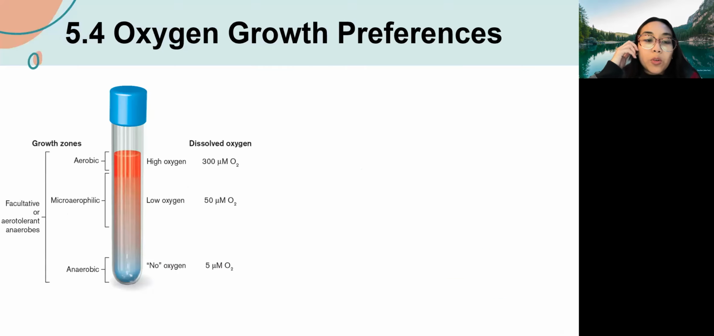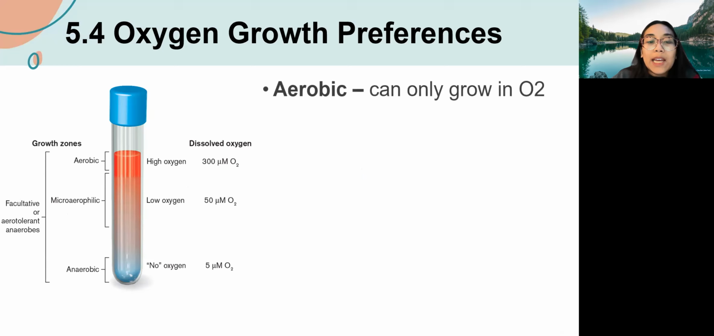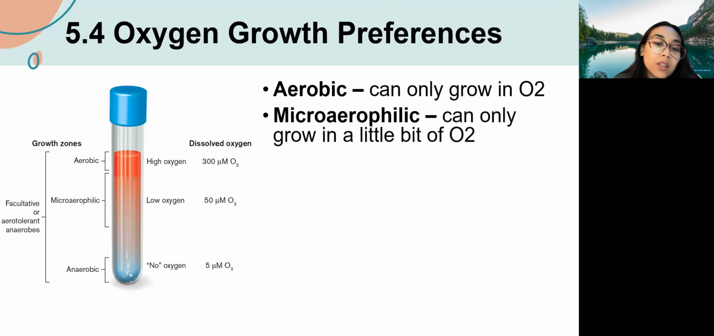Okay, so let's look at the growth preferences. So this is a test tube showing different oxygen levels, and they're showing where an organism would grow if, for example, you had high oxygen, low, and no oxygen at the bottom. Okay, so aerobic organisms can only grow in oxygen, so you're going to typically see them growing at the very top of this test tube. Microaerophiles like oxygen, but only a little bit. They don't like too much. It's too much to handle. They just like a small bit. And so they're going to grow in this kind of low oxygen region.